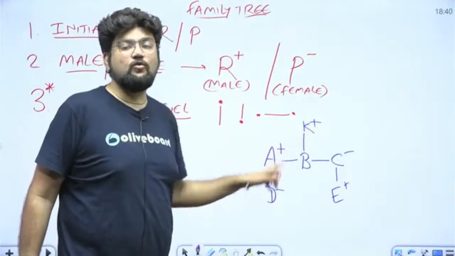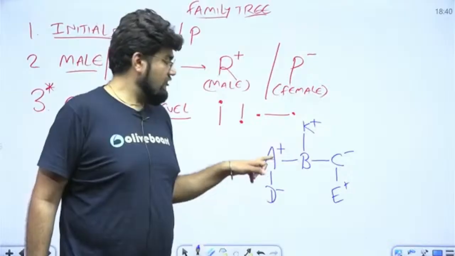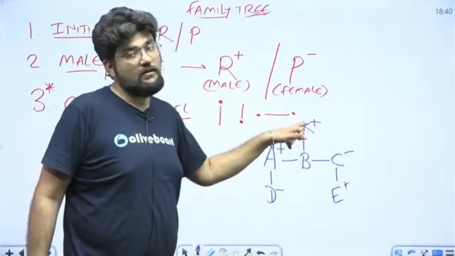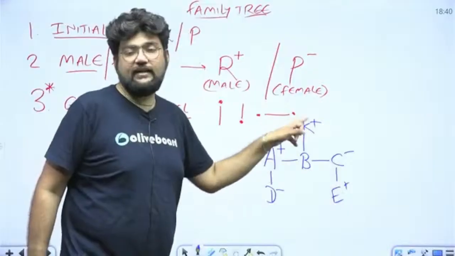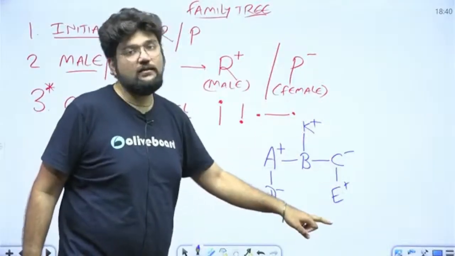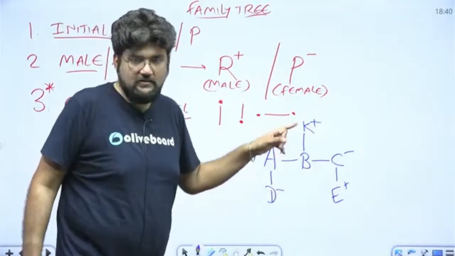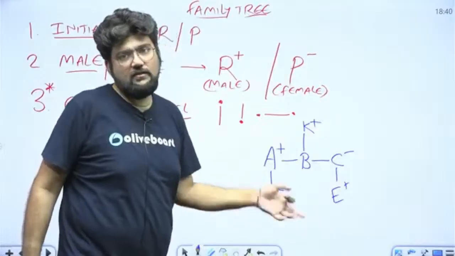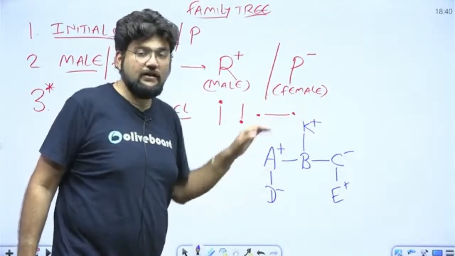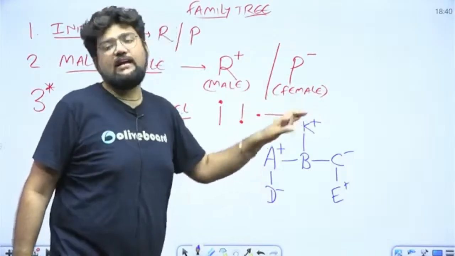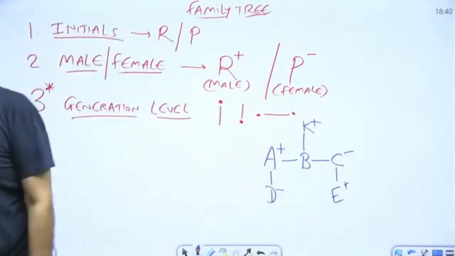Now, how is K related to D? So D's father's father, paternal grandfather. And how is E related to K? So K's daughter's son, grandson. So E is the grandson of K, D is the granddaughter of K. K is the paternal grandfather of D, and K is the maternal grandfather of E. So far so good. Any problem, any issue?